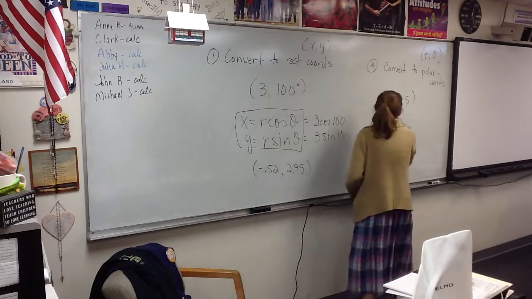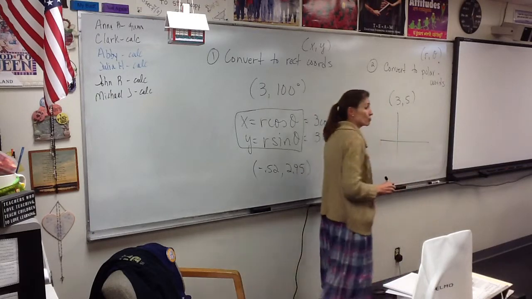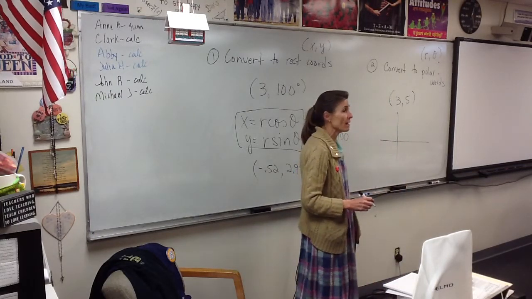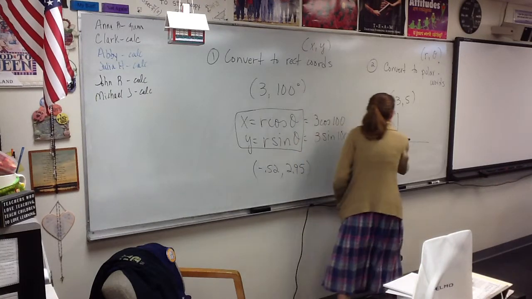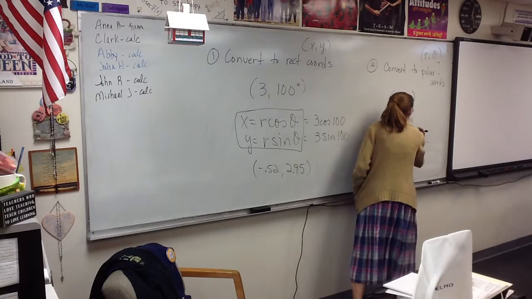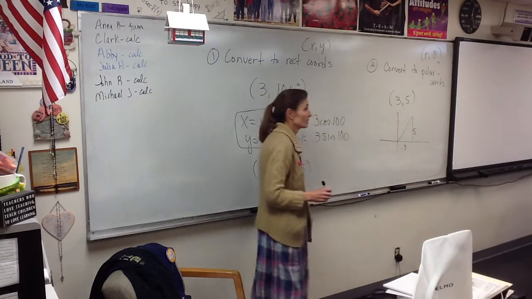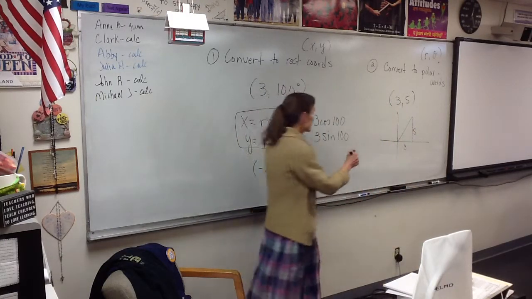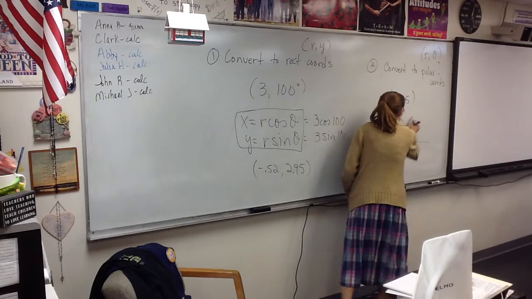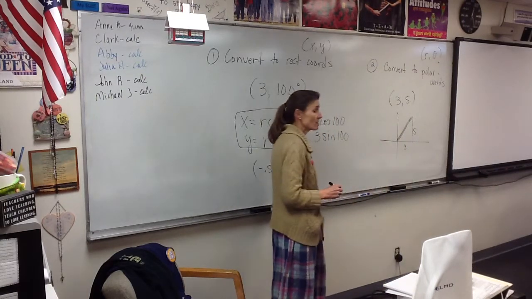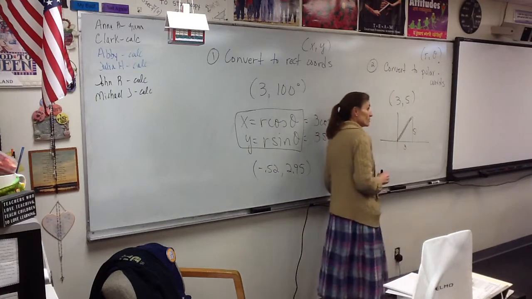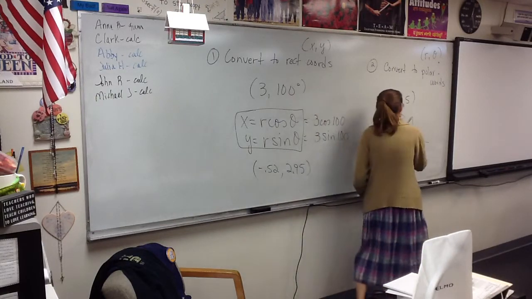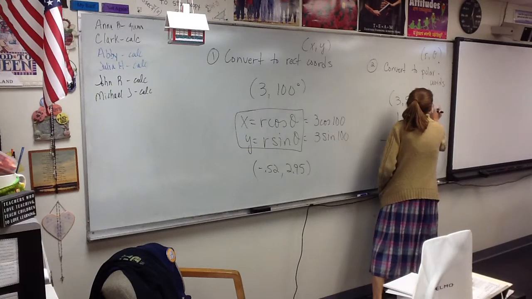All right, here we go. This is our strategy. We're going to draw a picture of 3 comma 5. Over 3, up 5. This is R. Well, shoot, we don't have to find that. What's R? 3 squared plus 5 squared, the square root of that, so that would be root 34.